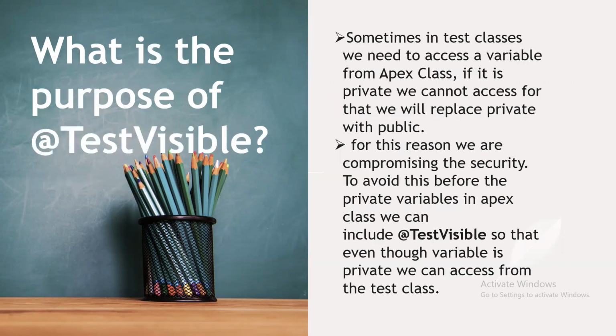And what is the purpose of @TestVisible? Sometimes in test classes we need to access a variable from an Apex class. If it is private, we cannot access it. For that, we would replace private with public, but for this reason we are compromising security. To avoid this, before the private variables in the Apex class, we can include @TestVisible, so that even though the variable is private, we can access it from the test classes. So these are the important questions in test classes.